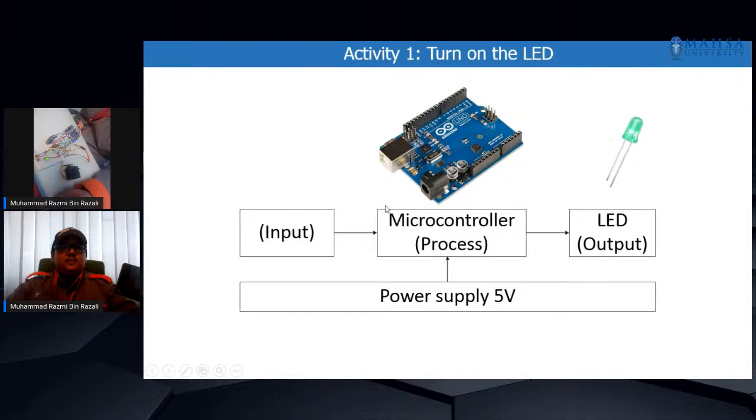Okay, the process of activity 1 is we have the input, and then the microprocessor will process the input, and then it will produce the output to the LED by supplying 5 volts.